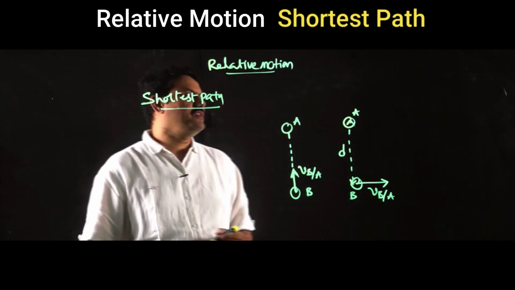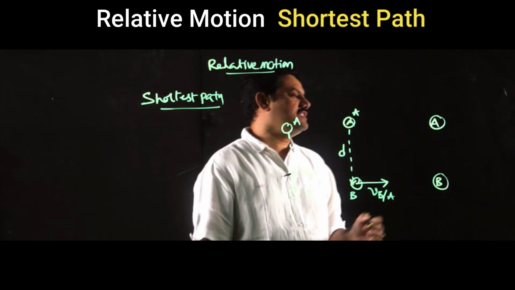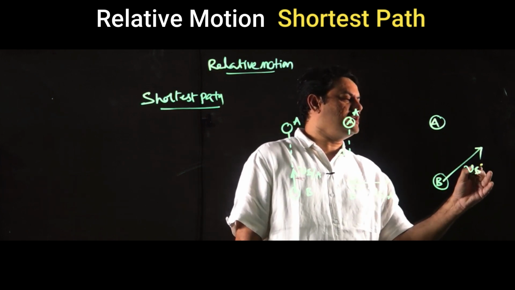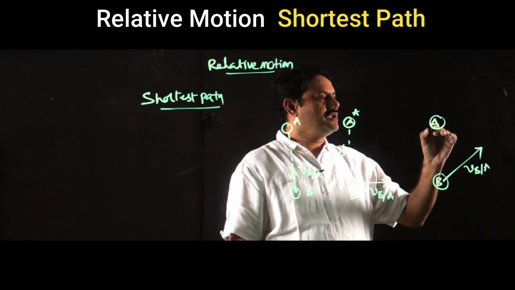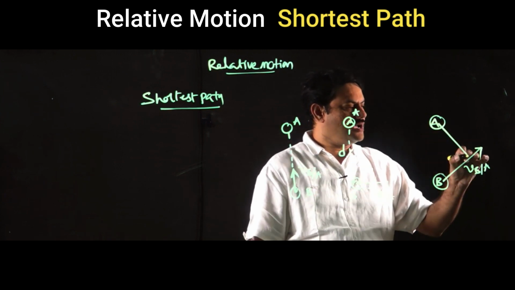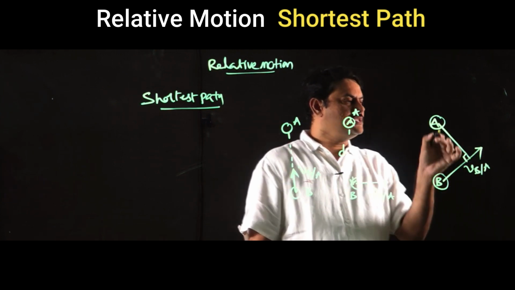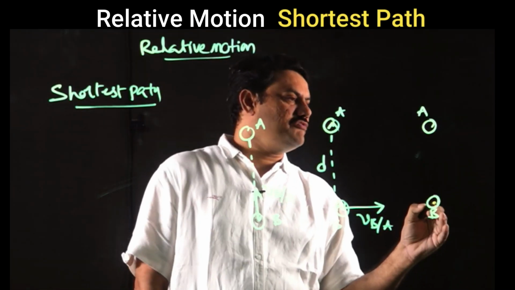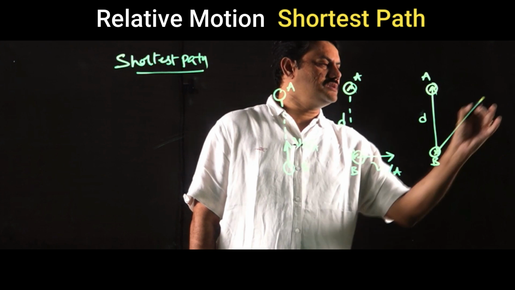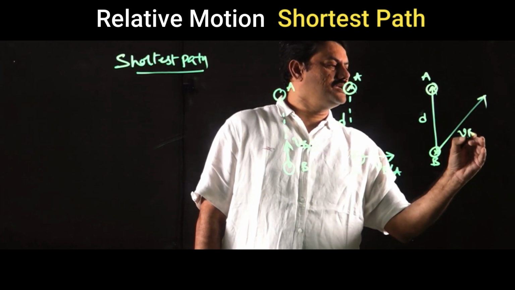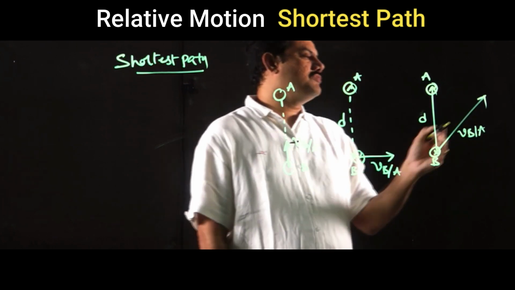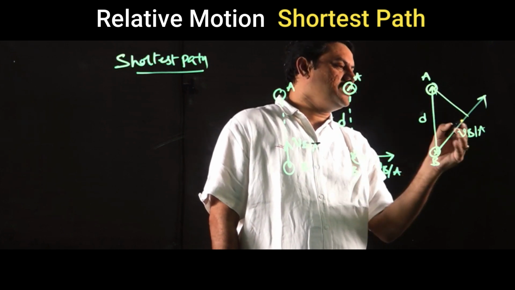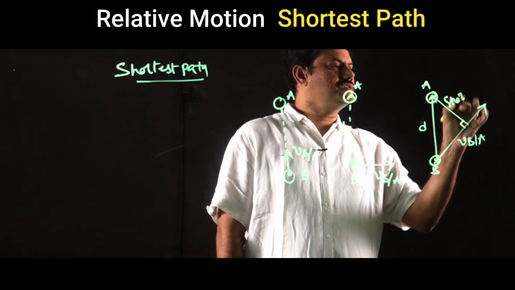Suppose the velocity of B with respect to A is moving along this direction, this is the velocity of B with respect to A. Now you draw a normal from A on this line. This gives the shortest path. The next case, the velocity of B with respect to A is along this direction. If you want to calculate the shortest path, draw a normal from point A to this line. So this gives the shortest path.